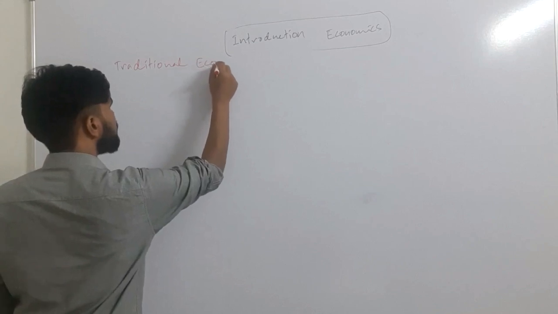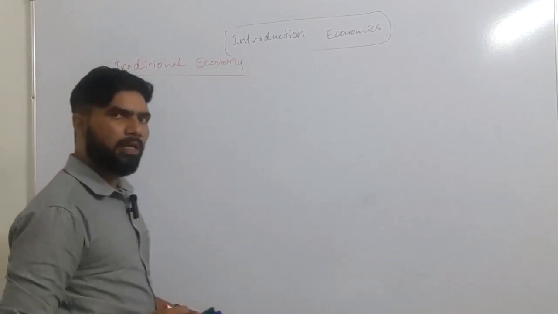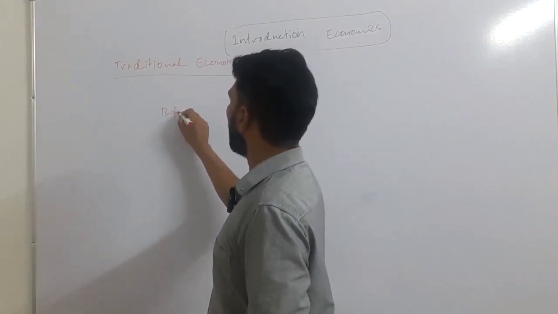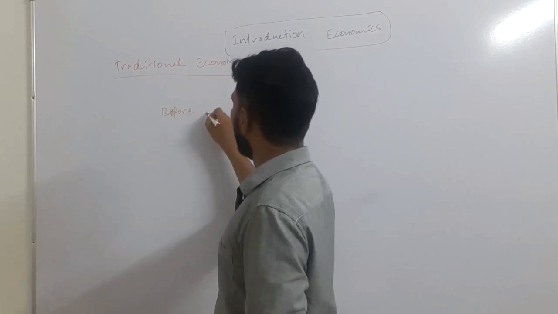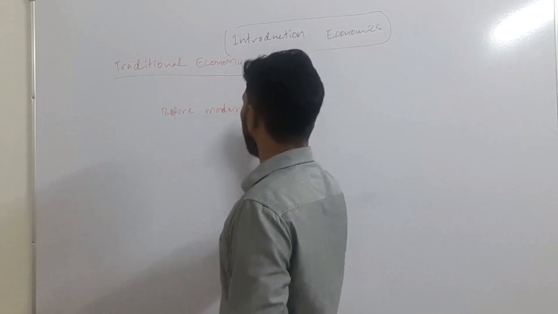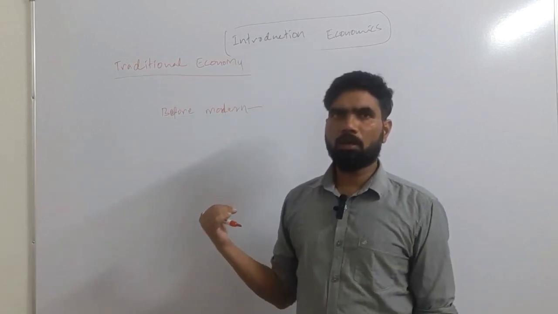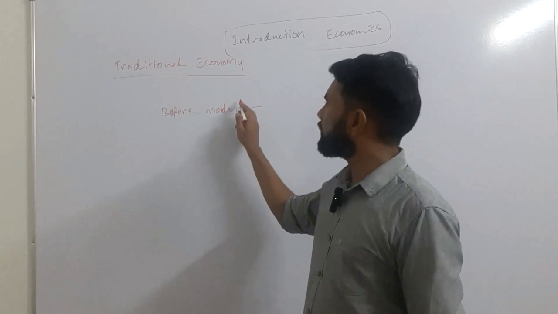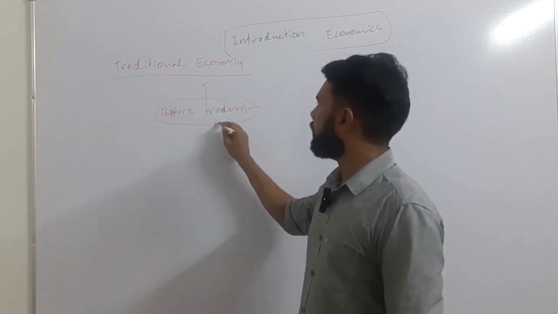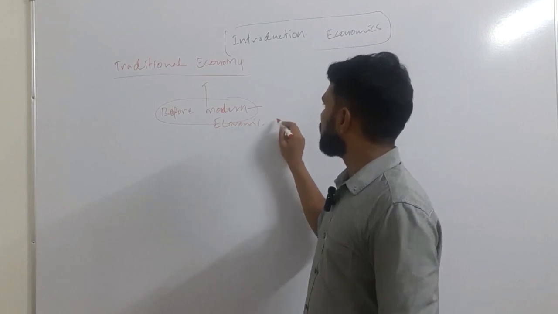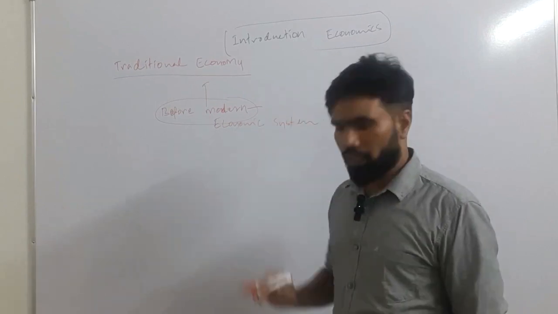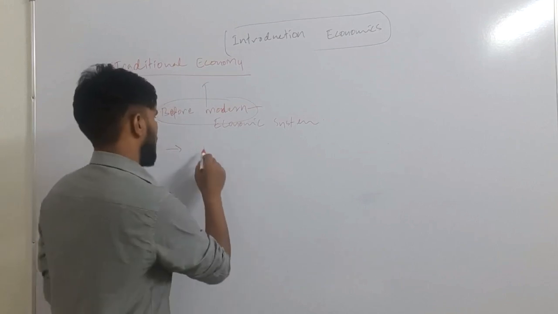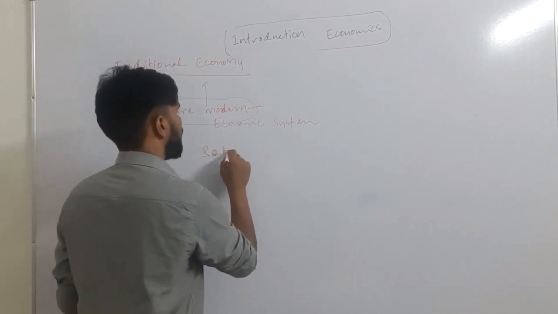Traditional economy, we can say, is the economic system that was present before the modern time, before the modern economies. So what are the modern economies? The rest of the three: the command economy, the market economy, and the mixed economy. Those are called modern economic systems. So the economic system that was present before them is called the traditional economy, that is, the system present before the industrial revolution.